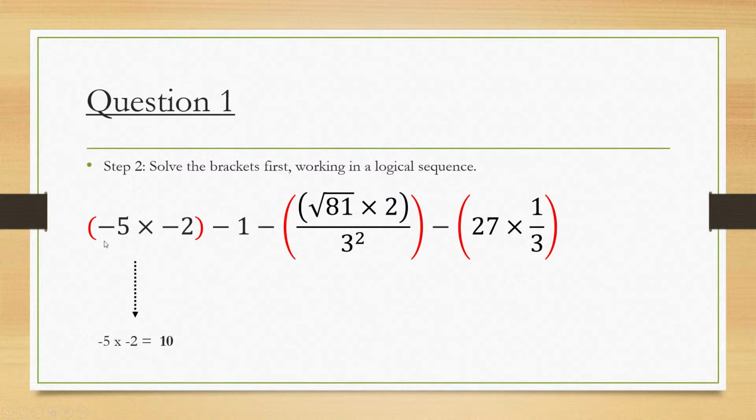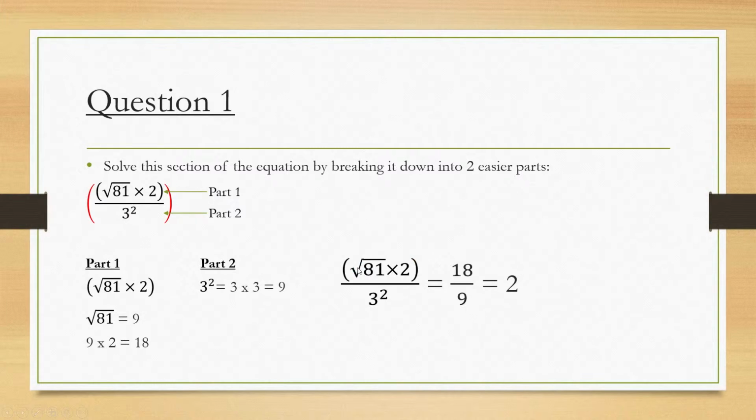So we need to then solve the brackets working in a logical sequence. So we know that -5 times -2 equals 10 because 5 times 2 equals 10 and both negatives make a positive. Now the second set of brackets, the square root of 81 times 2 over 3 squared, seems a little tricky, and to be able to solve this question we need to part it into two sections.